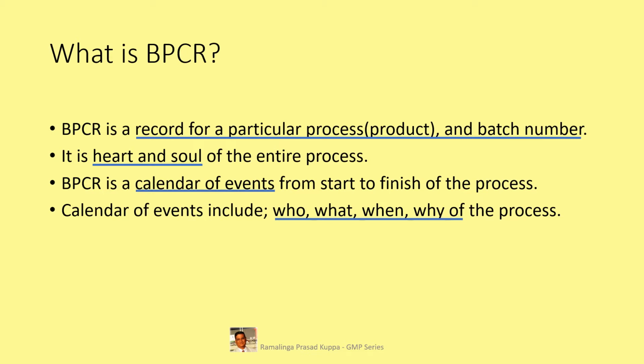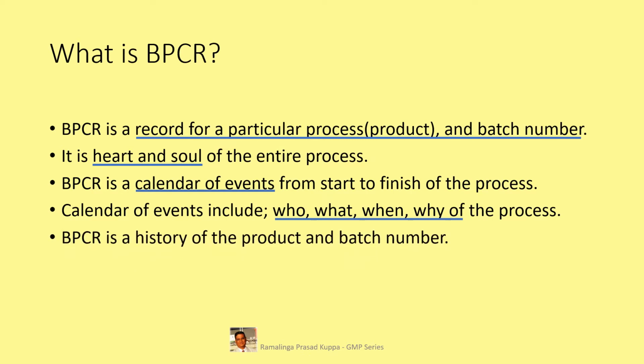What is identified by the process step. When is identified with the time of operation, from and to, of each operation. Why is identified by the intent of the operating step. BPCR is a history of the product and batch number. This is the live video of the process to achieve the quality product.